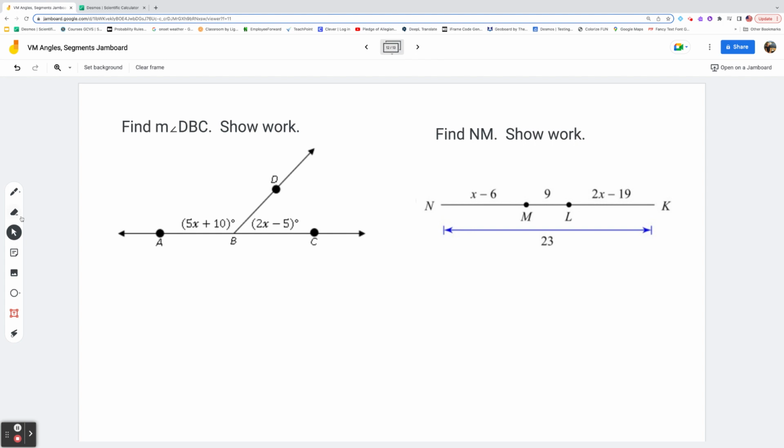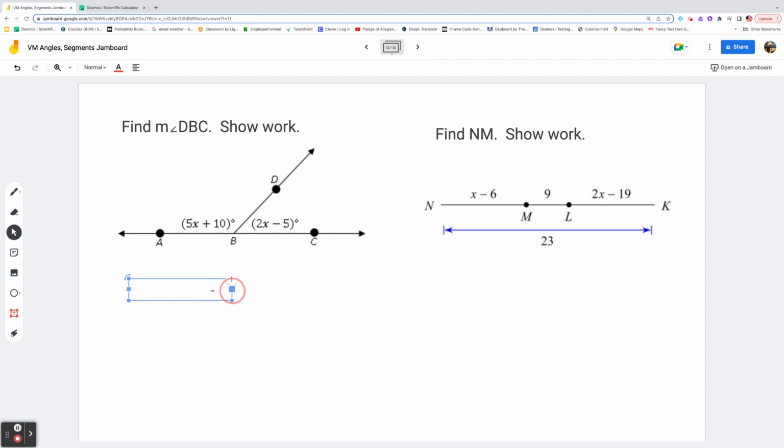Make sure, by the way, you're looking at what is being asked of you. So this is not saying find x, it's saying find the measure of a specific angle. This does not say find x, it says find the distance from N to M. All right, pause the video and come back.